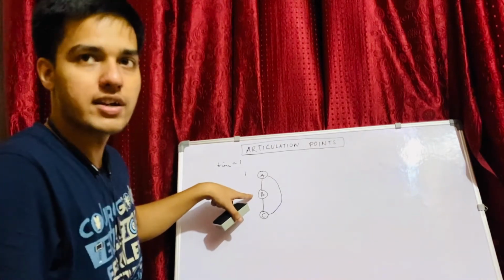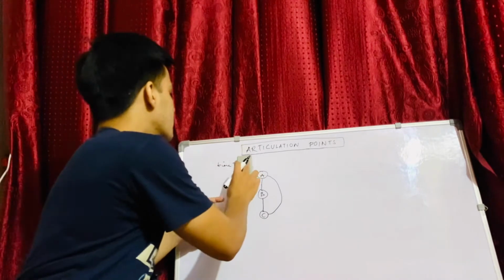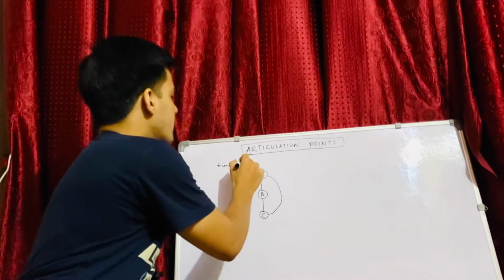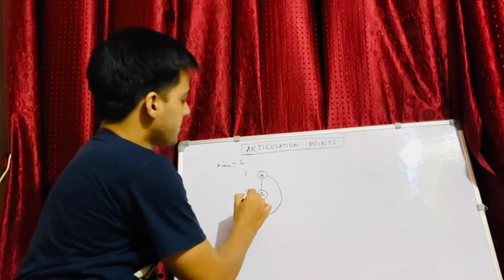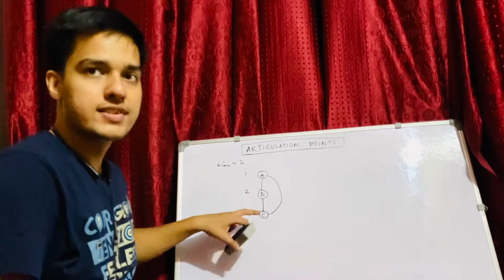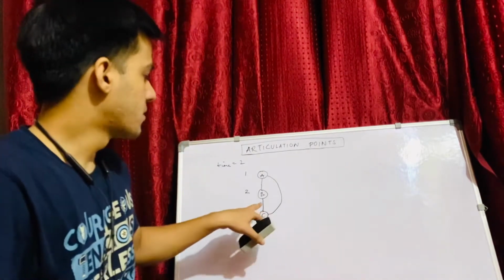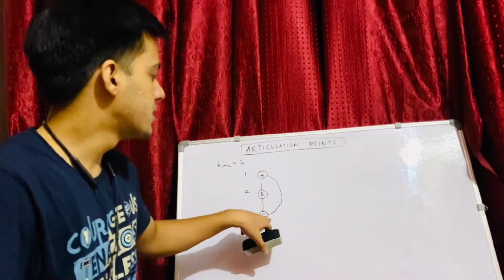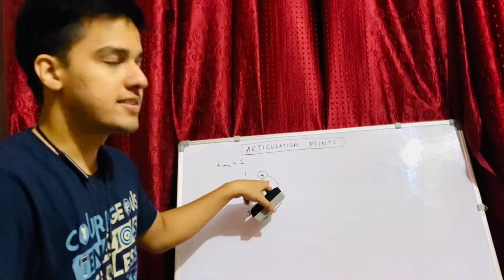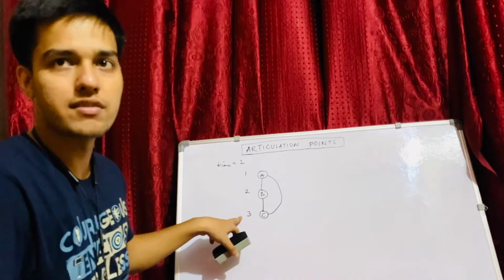Similarly, from here to here I'll be going. So what is the discovery time of node B? I'll increment it by 1, so for node B this is the discovery time. Similarly for node C, my discovery time will be 3. From here to here I came, but from here there is another path to A. Since I've already encountered this earlier, I will not be updating this. This will be my discovery time.